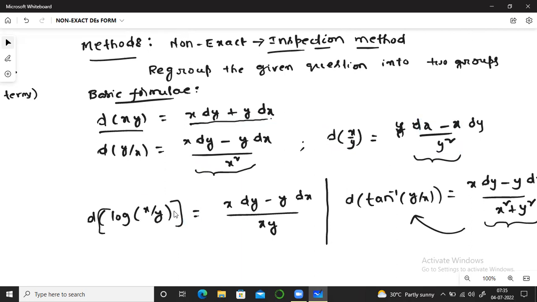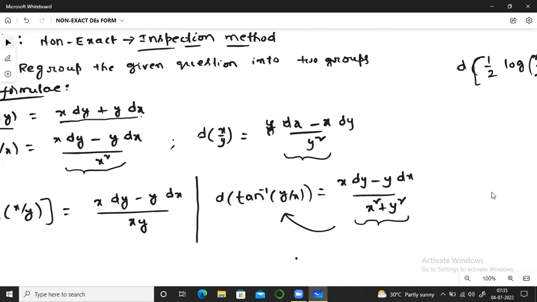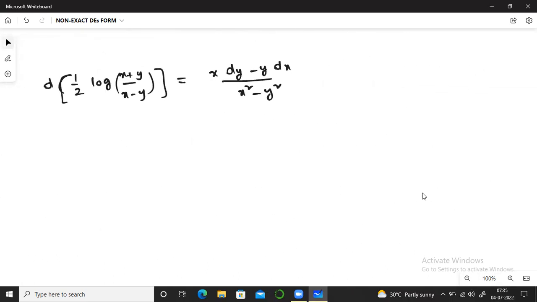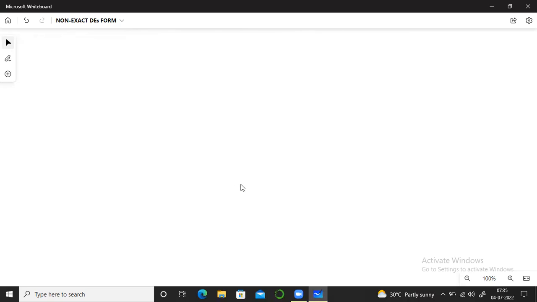Differentiation of log x over y: you can derive this also if you do not know how to remember this thing. Let us say this portion, we can see the differentiation of log x over y. This we will solve separately, so that you can understand how to remember this formula. Because we have seen the direct formula, I have written, but now we are solving the differentiation of log x over y.